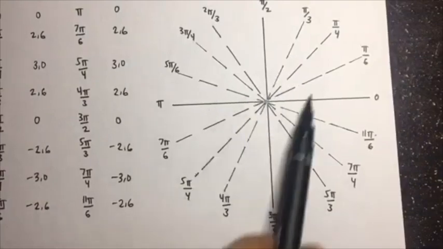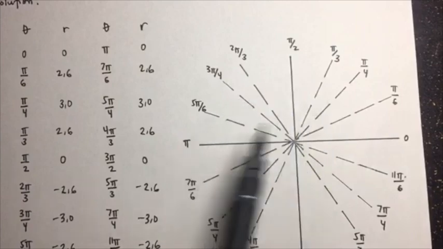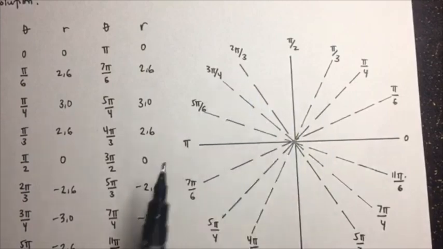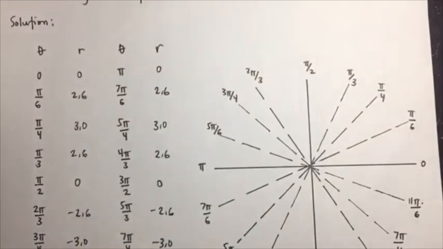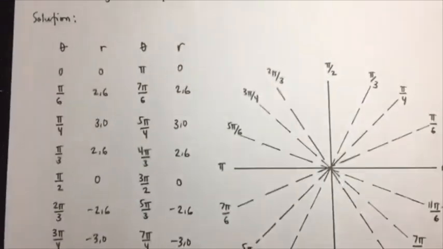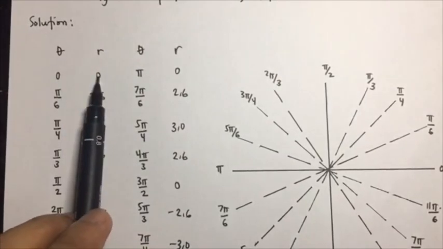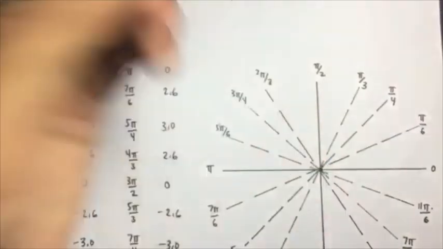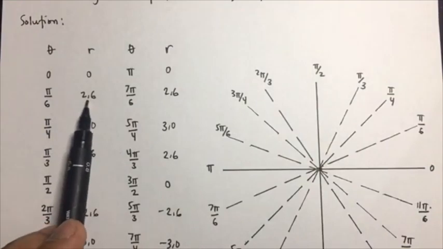What we need to do is plot that here. I have divided it already, although it's not perfectly divided, but that will do, because all we need is to get the general look of the curve. Plotting one by one: at theta equal to 0, r is equal to 0, so that must be here at the origin. And then at pi over 6, we have 2.6.